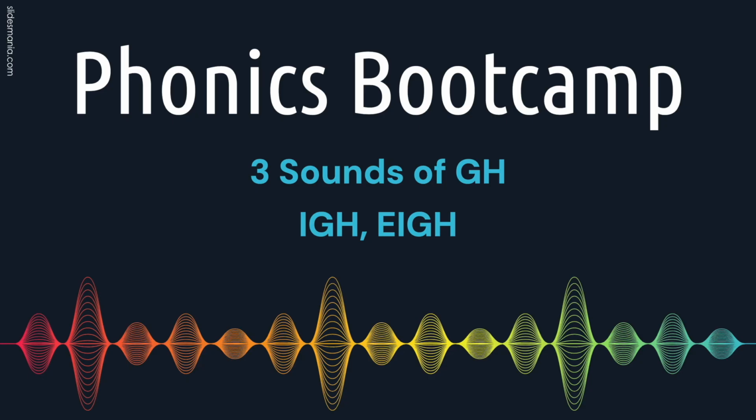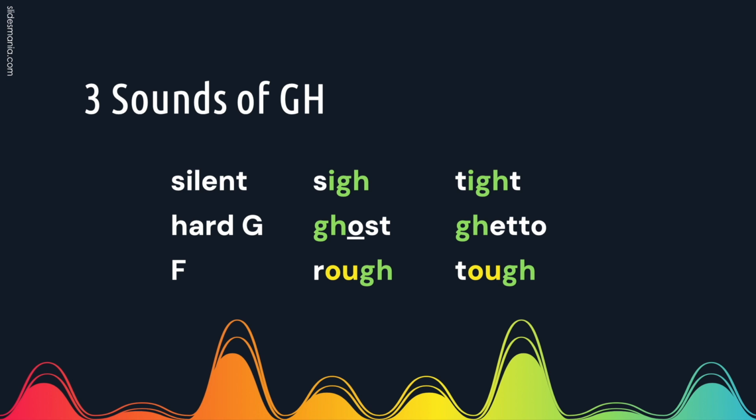We're going to learn about the 3 sounds of GH, review IGH, and learn about EIGH. In most words, GH is silent. So if you only remember one rule, remember that GH is silent almost all the time. Here are some examples. IGH has a long I sound, so this part is "I". So the word is sigh, tight.